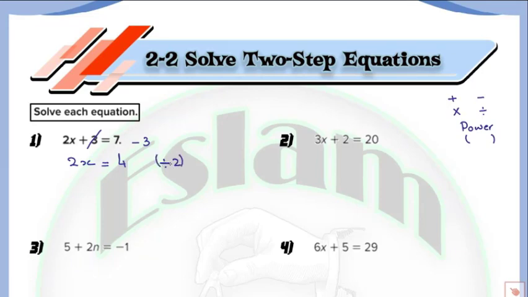Once you have multiplication, we'll use division. We will divide by the coefficient of x, which is 2. 2 divided by 2 equals 1, so just write 1x. And 4 divided by 2 equals 2. And that will be the solution.